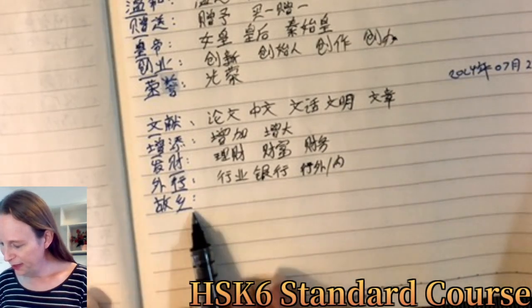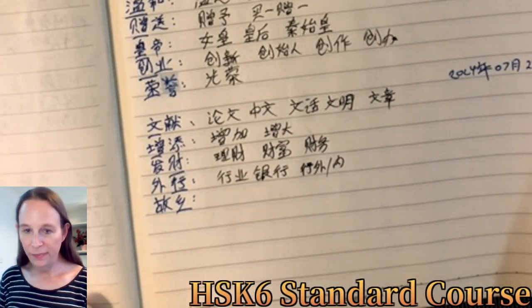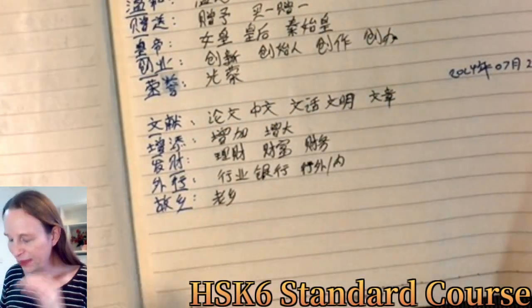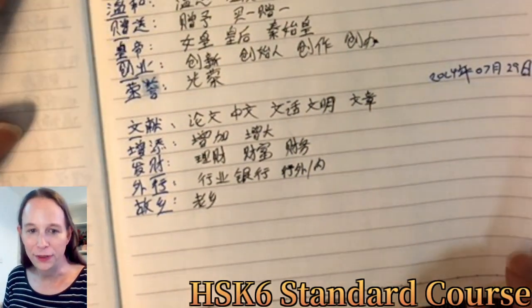All right, let's continue. 乡，老乡. So we talked about there's like a 成语, right?